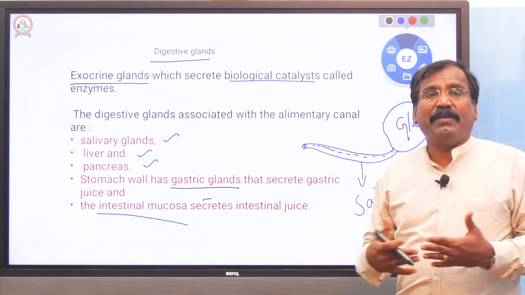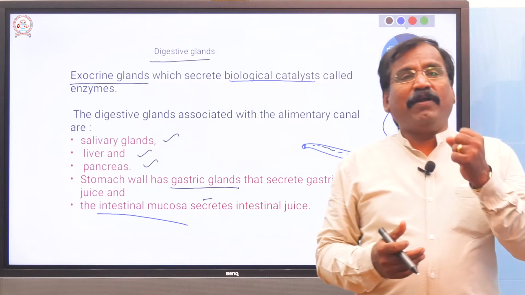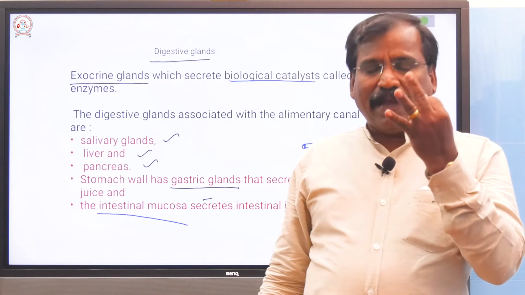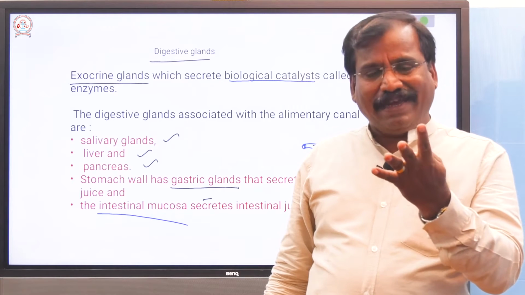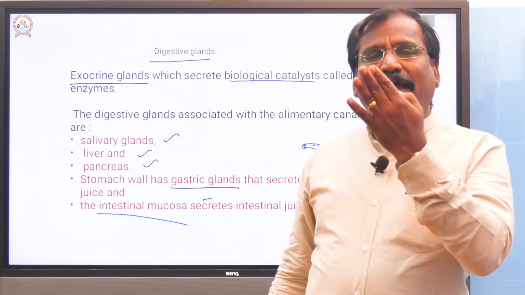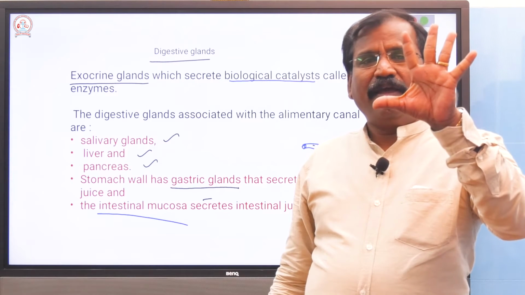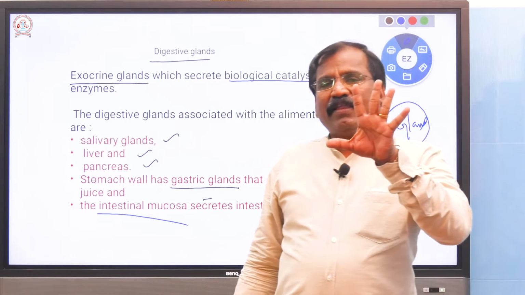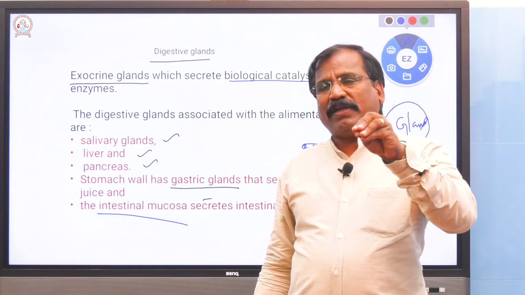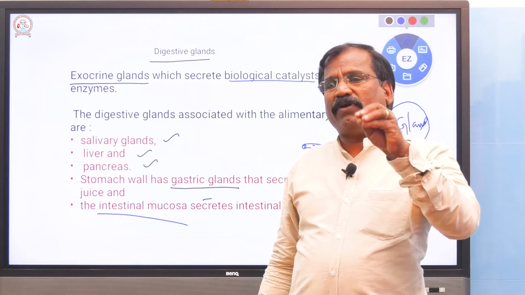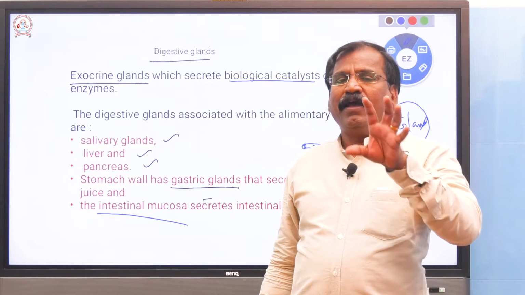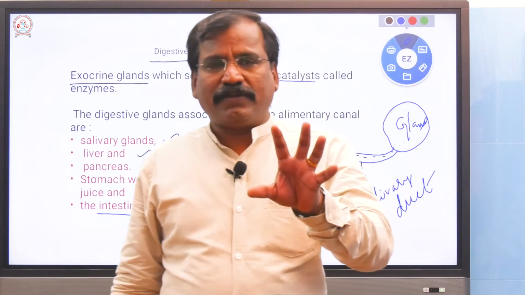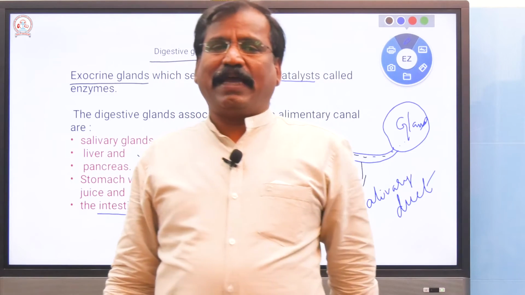So name the digestive glands. Come on, one by one. Salivary gland, liver, pancreas, gastric gland, and intestinal gland. There are 5 different glands, all exocrine in nature, that secrete enzymes which act as biocatalysts.